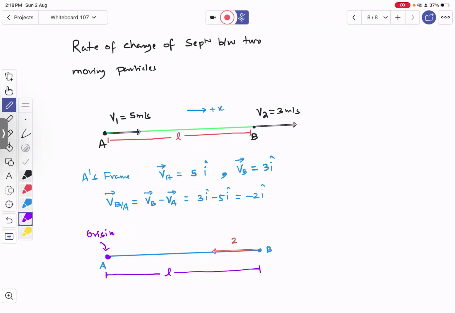And it is moving with 2 meters per second. So if it is moving with 2 meters per second, in 1 second see how much he travels: 2 meters, but which way? Leftward. So in 1 second, the distance between A and B reduces by 2 meters, or not?